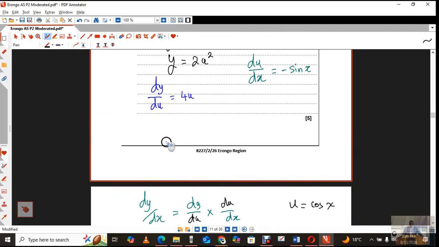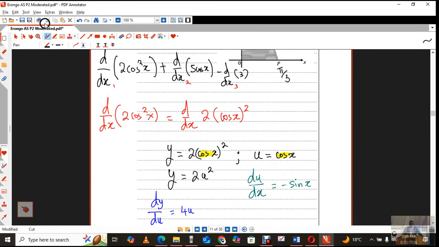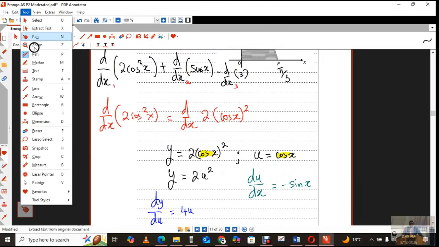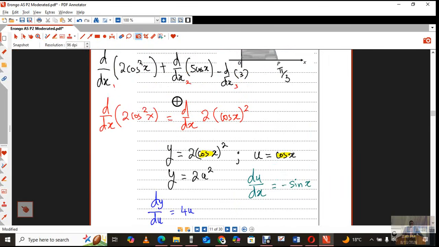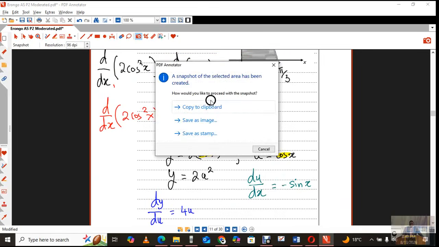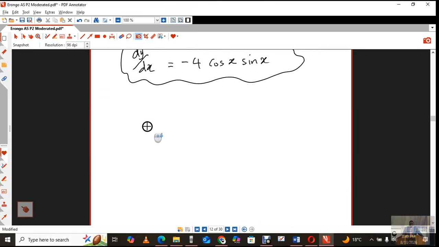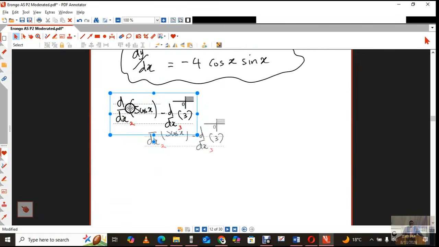Let's look at the second part. The second part is this one. Okay, so let's just take a snapshot. It's this one. I just write the whole thing, bring down the whole thing. Okay, the second part of that.